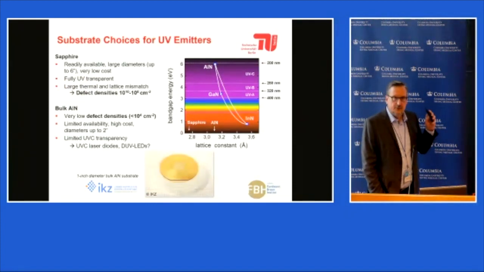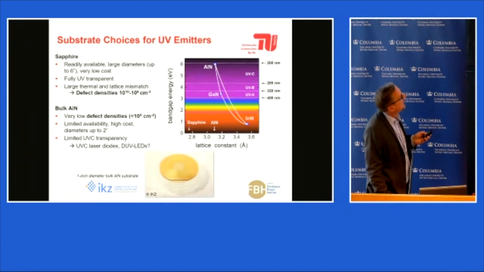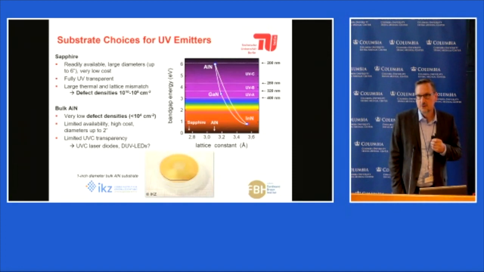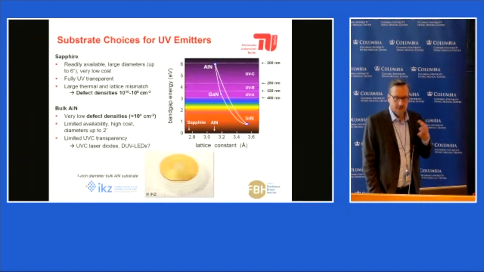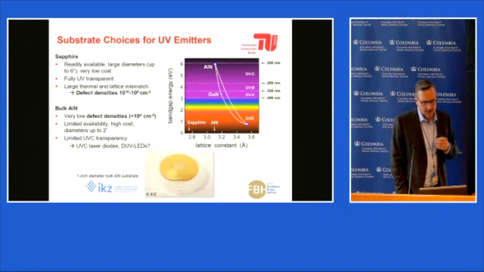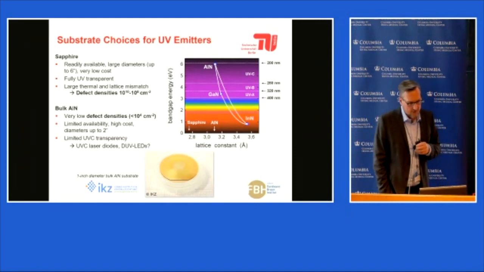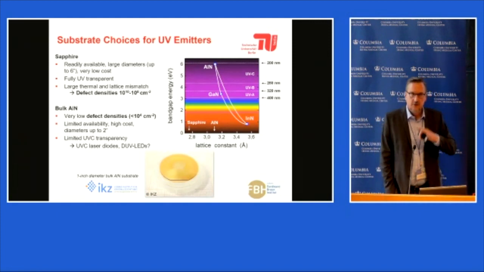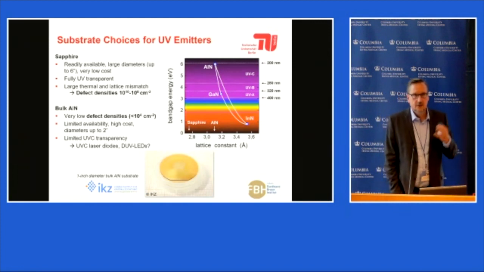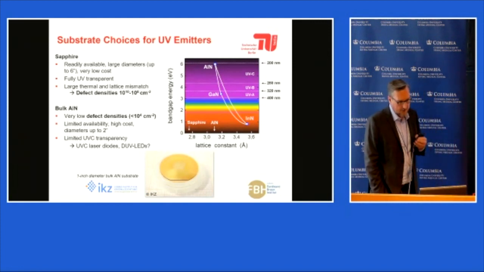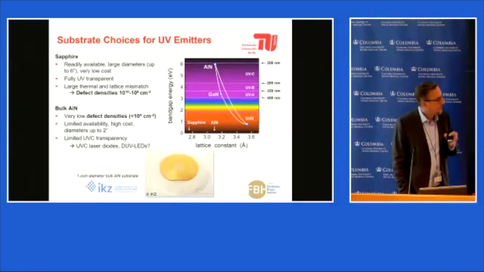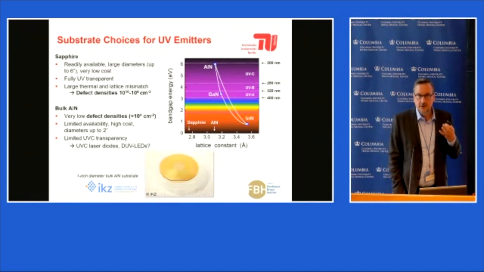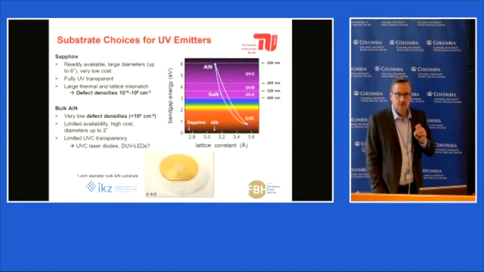I want to touch just a few materials challenges. And the first one is the question, what substrate you use. In our case, we mostly use a sapphire substrate because it's readily available. It's available at large diameters, up to 6 inch, and also it's very low cost. And of course, for UV important, it's fully UV transparent. As I already mentioned, the problem is really the high defect density when you grow nitride material on these substrates. So they're in the range of 10 to the 8 to 10 to the 10 per square centimeter. It's a huge defect density, but nevertheless, you will see that we can still make efficient devices.